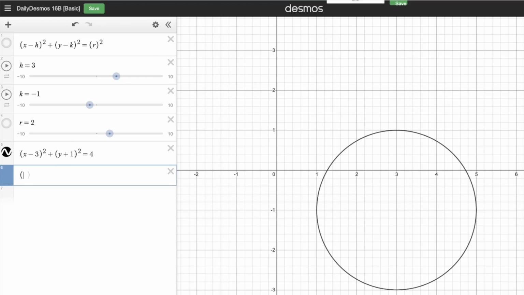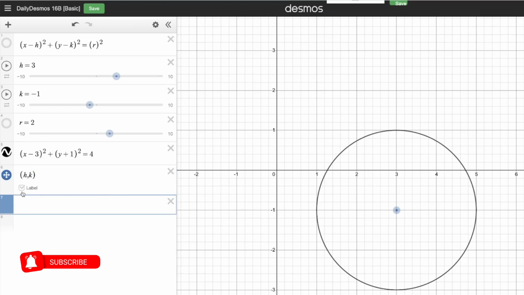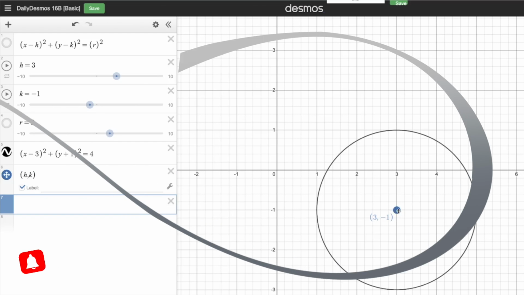Notice another interesting thing that we can do is if we just say we want the coordinate (h, k) to show up. Currently I have that set to silver, so let's make that blue so we can see it a little bit better. And I can put the label on there. You see that that is my center point right there.